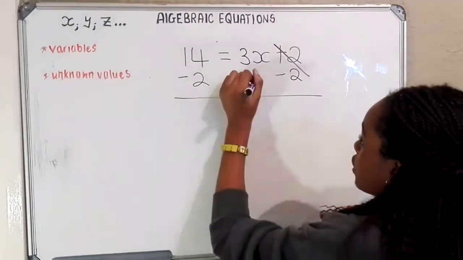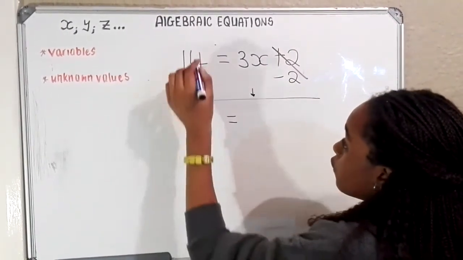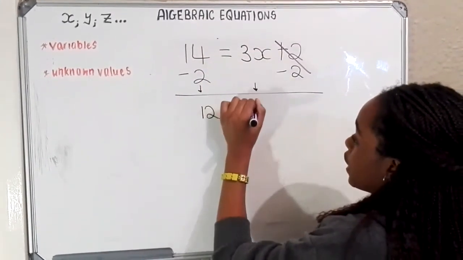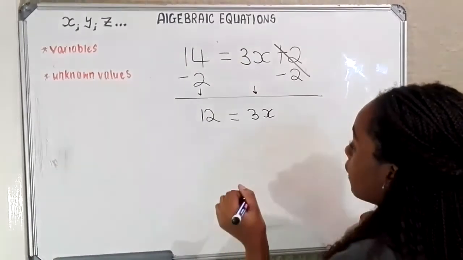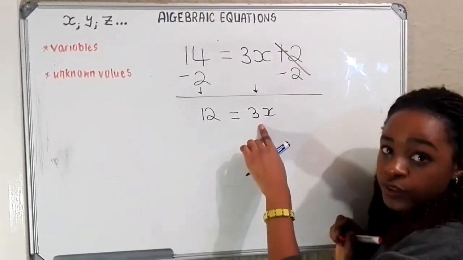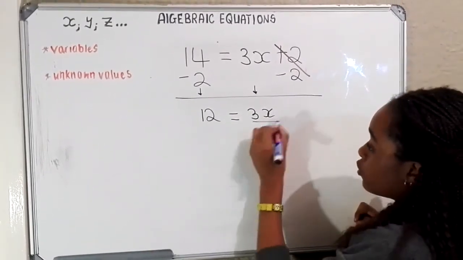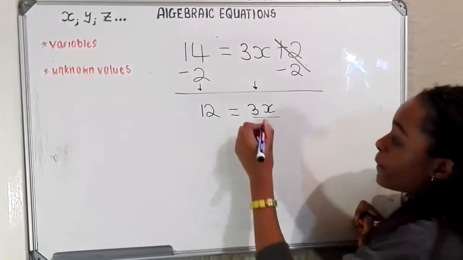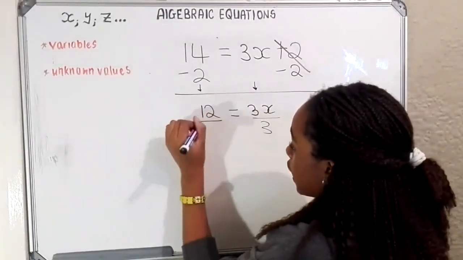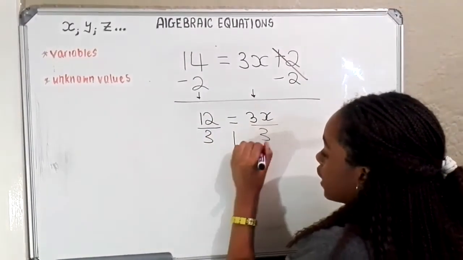I can bring this down and this down, and I'll have 14 minus 2 gives me an answer of 12, and we have 3x left. Okay, so the default operation over here is multiplication, so we're going to divide, using fraction form, by 3. Whatever you do on this side, you must do on this side as well. So we're going to divide by 3 as well here. I'll be left here on this side with x.